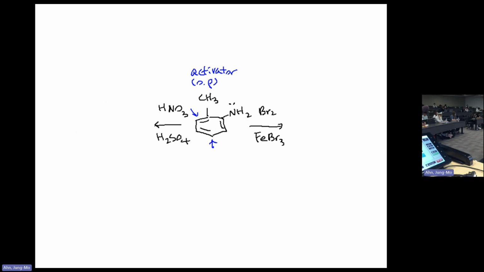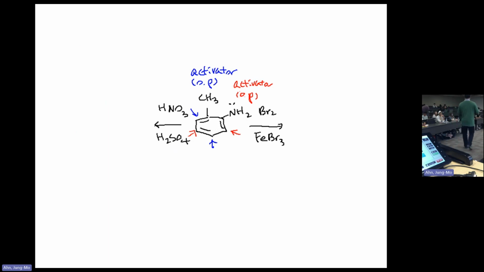If you look at the amino group, amino is also an activator and it's also an ortho/para director. So the ortho position and para position to the amino are different positions. So both are activators, and they want to put the substituent in different positions. Then where is it going to be substituted in the end? That's the question. And some of you probably already have an idea.